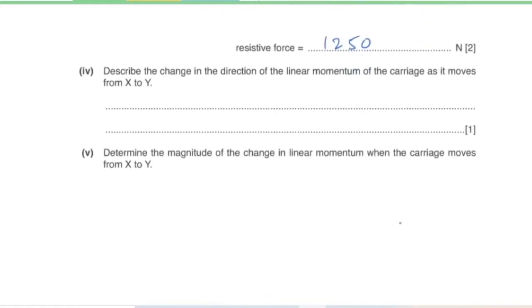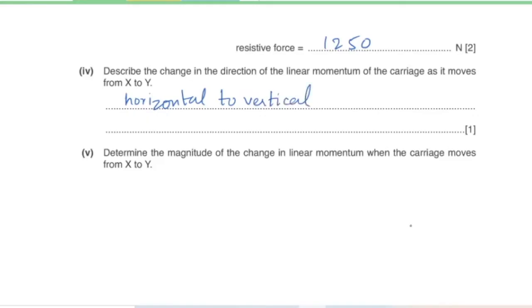Part 4, describe the change in the direction of the linear momentum of the carriage as it moves from X to Y. So when it starts to travel with horizontal velocity, it had horizontal momentum, and when it reaches position Y, it possessed vertical speed, so the momentum changes to vertical momentum. So we can write that it changes from horizontal to vertical.